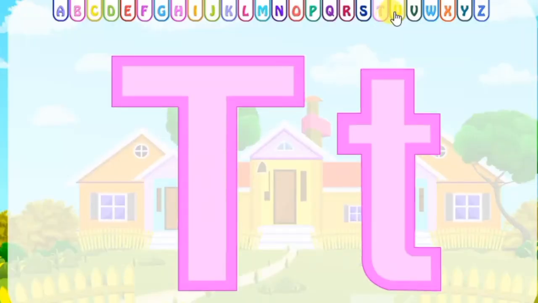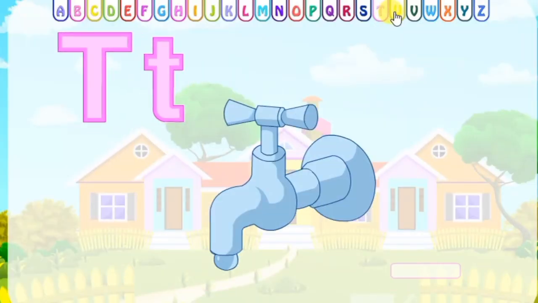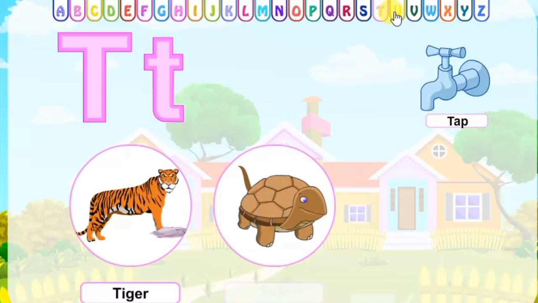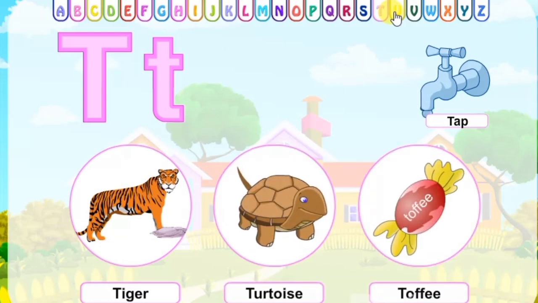T. Tap, tiger, tortoise, toffee. Join the dots to make T.